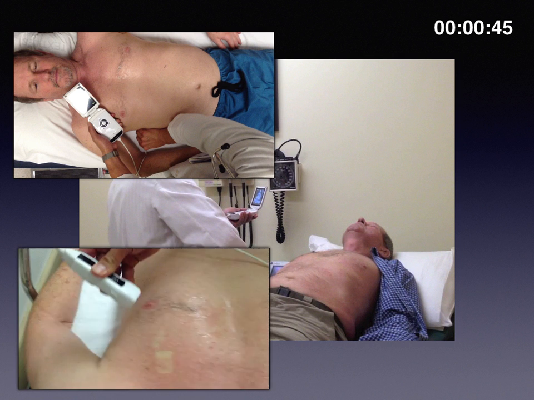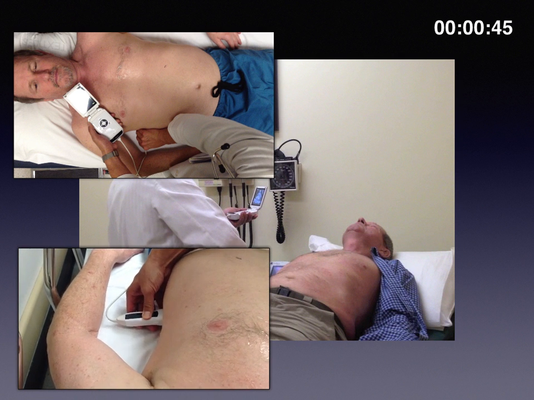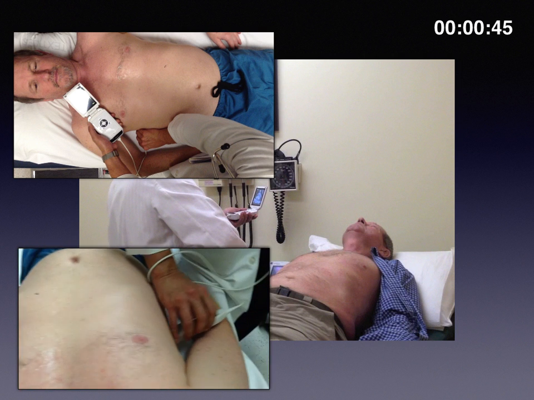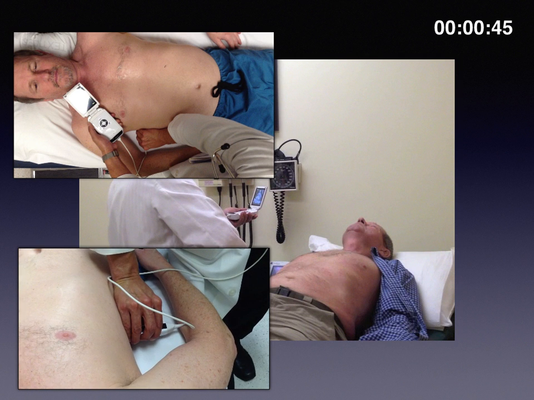Now, one could alternatively do one lung all at once and then do the other lung all at once. This is also acceptable. But by the time this is done, both lungs are done, you've spent 45 seconds looking at these views of the lung.